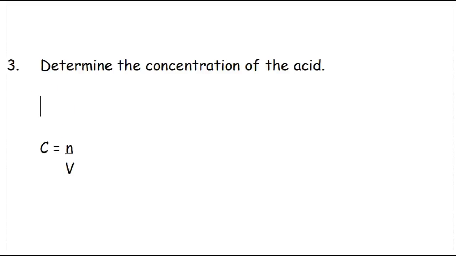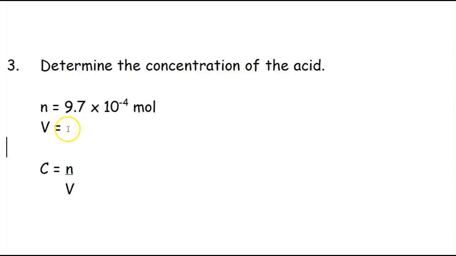But let's remind ourselves of what we know so far. So far we know that the moles of our acid are that 9.7 times 10 to the negative 4. And we know the volume of that acid that we started with. We started with 25 milliliters of it. Right? So, remembering that we need to make sure to convert to liters for this formula to work properly, I'm going to divide by 1,000. And that moves my decimal place back 3 spaces. So now I have a value that's in liters. So I'm ready to go.